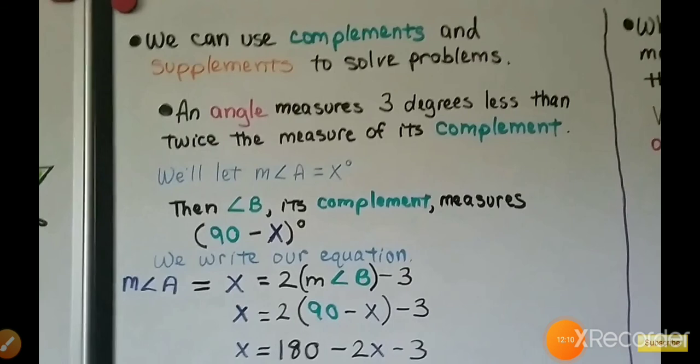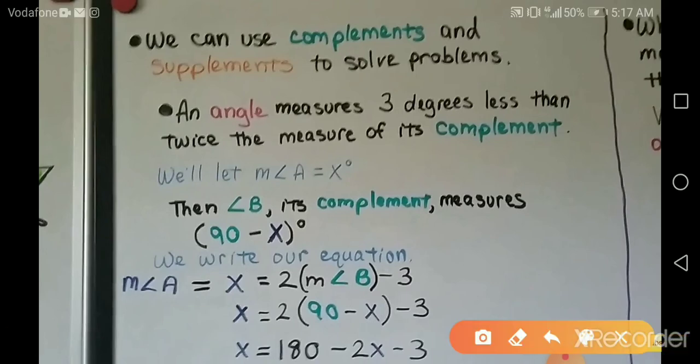Okay, moving to solving problems. We can use complements and supplements to solve problems. Okay, focus on this. An angle measures 3 degrees less than twice the measure of its complement. So this is the given.